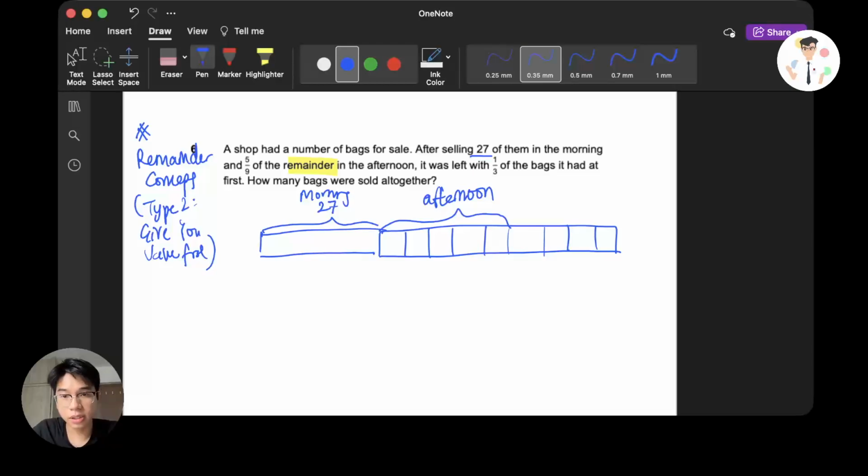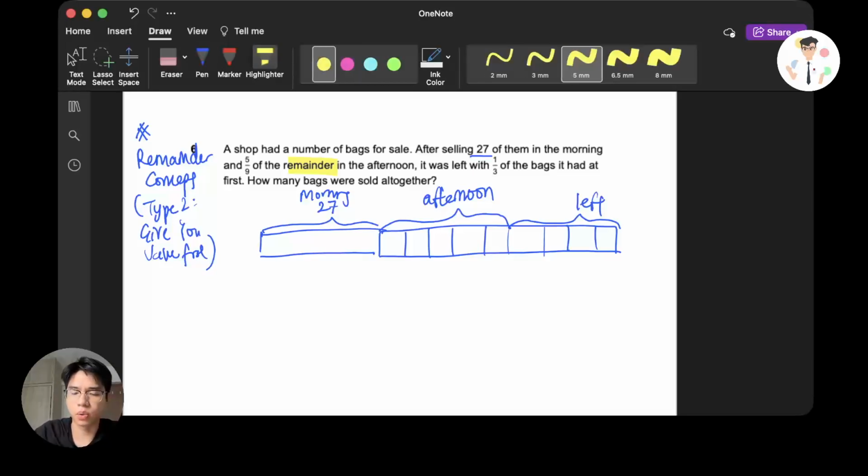Now, if you look carefully, what happened is this is what I left. Correct. This is what I left. My leftover is supposed to be 4 units. But the question here says what? It was left with 1 out of 3 of the bags it had at first.